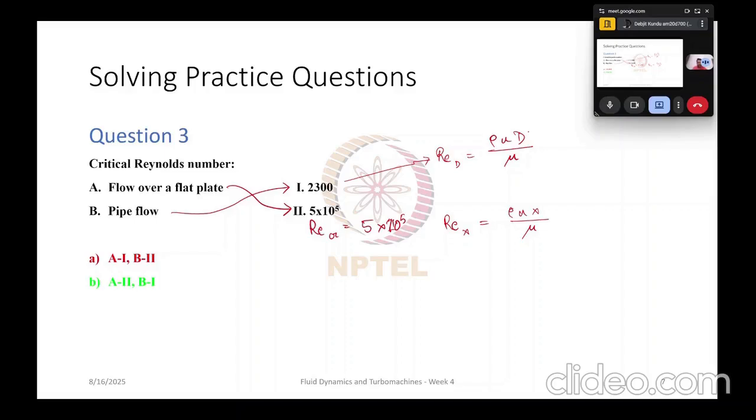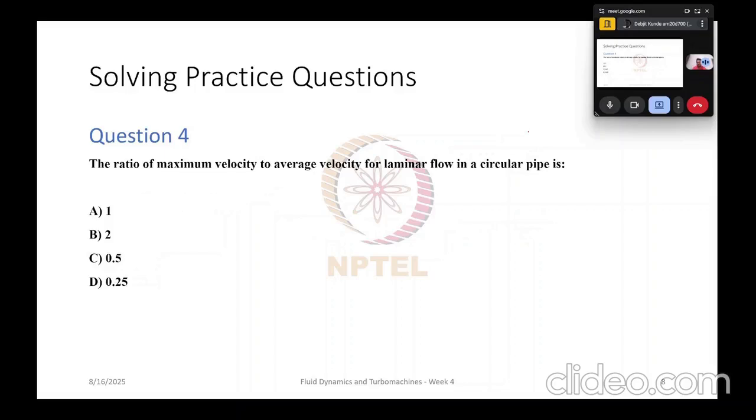Alright, so let's move on. We'll move on to question number 4 now, which is asking us that the ratio of maximum velocity to the average velocity for laminar flow in a circular pipe is given by what? Is it option A 1, option B 2, option C 0.5, or is it option D 0.25?